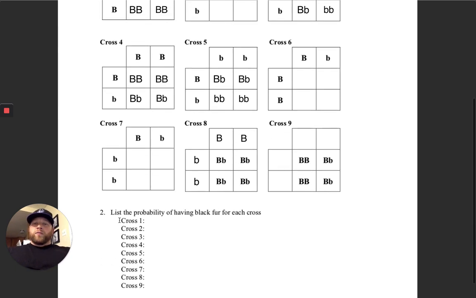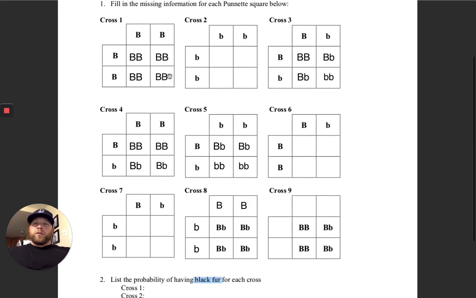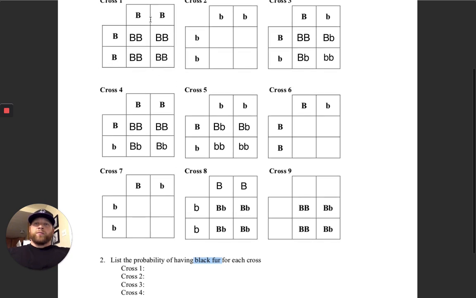Okay, so remember, this is asking the probability of having black fur, which would be the phenotype for cross 1. I'll just let you know the probability would be 100% there, okay, because all of them would have black fur.